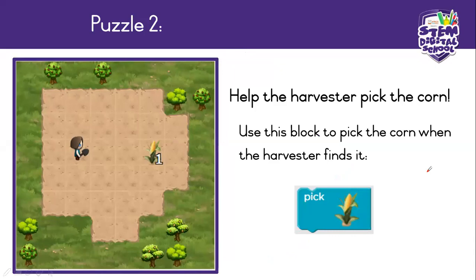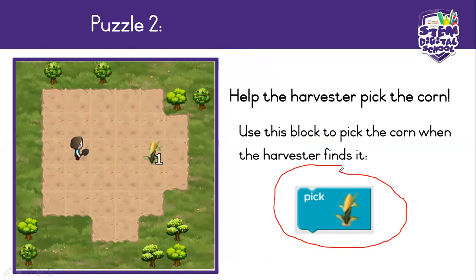This is what the harvester puzzles look like. So we're not doing puzzle 1 because puzzle 1 is a video. So puzzle 2 looks like this. You can see it's fairly simple. You have blocks and you need to help the harvester to pick the corn. Now this is the block that we are going to use to pick corn, this one.